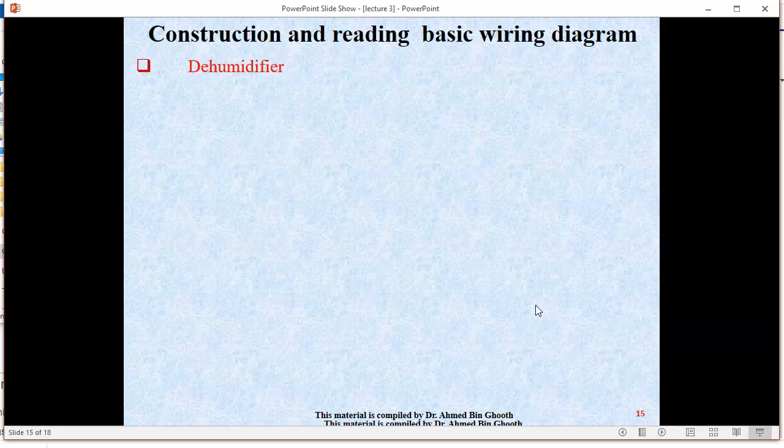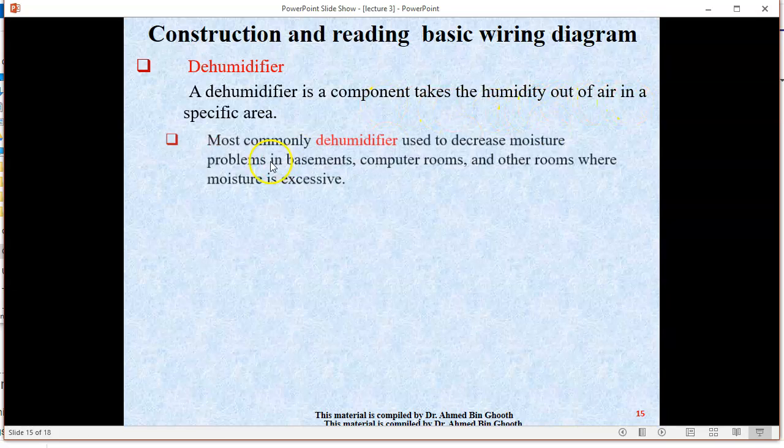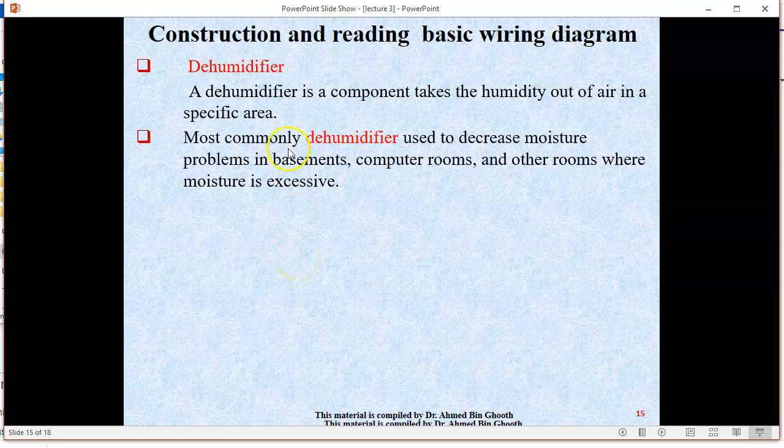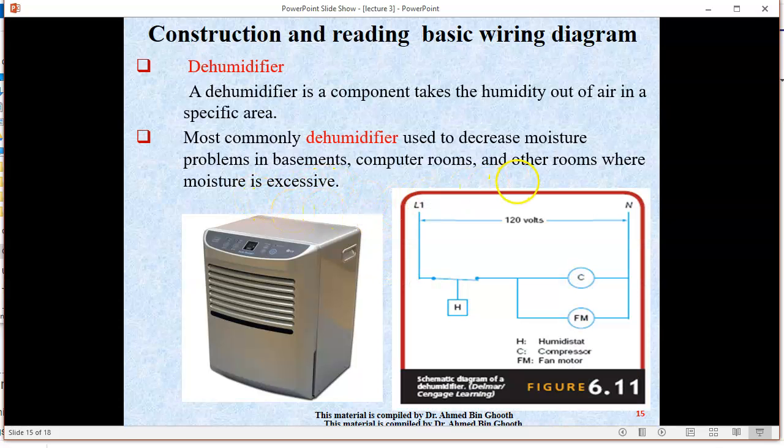Construction and reading of a wiring diagram. This is a sample wiring diagram for a humidifier. A dehumidifier is a component that takes humidity out of the air in a specific area. Most are used to decrease moisture problems in basements, computer rooms, and other rooms where the moisture is excessive. So you don't want too much water in the air; you need to take it out. This is the schematic diagram of it, so by having it, you should be able to read it.